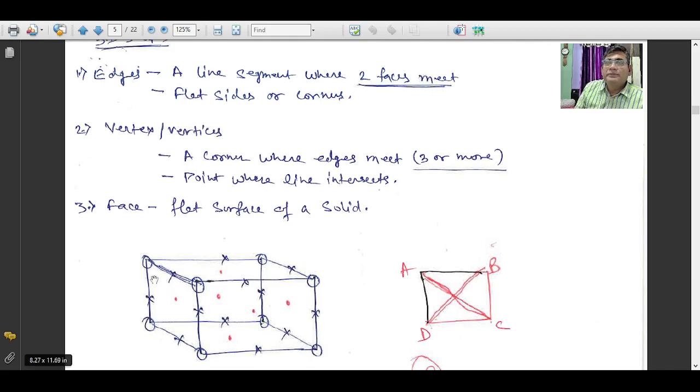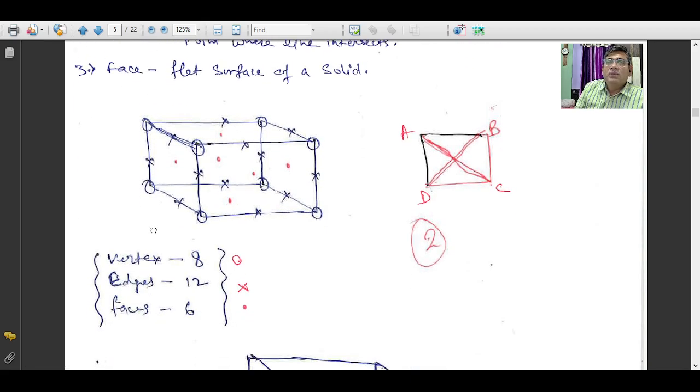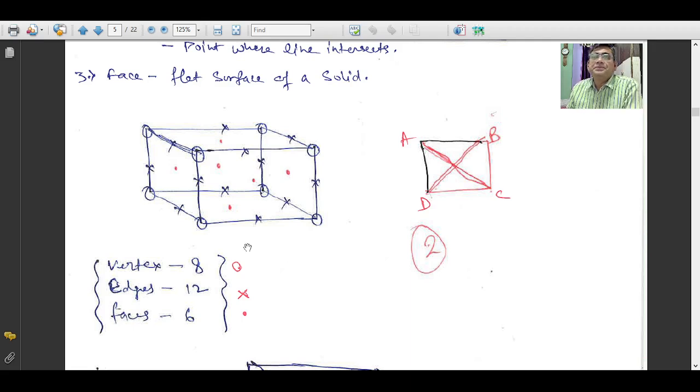So this is a cuboid. From these keywords, you will understand what this means. Edges. Now, see, I have made it clear. If you see the round ones, these are the vertices. Vertex is basically where lines intersect. So this one is one point where line A, line B, line C intersect. So there are eight vertices: one, two, three, four, five, six, seven, and eight.